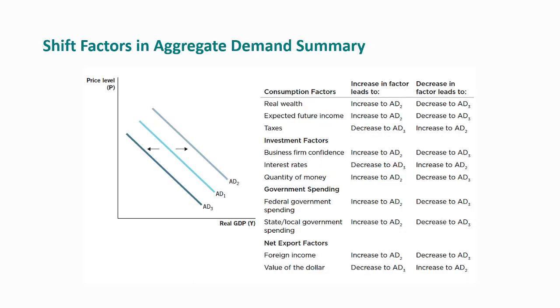So here is the shape of the aggregate demand curve. This is a summary of the factors that shape the demand curve. Look at it: consumption factor, investment factor, government spending, and net export. Did you look at it? Okay.